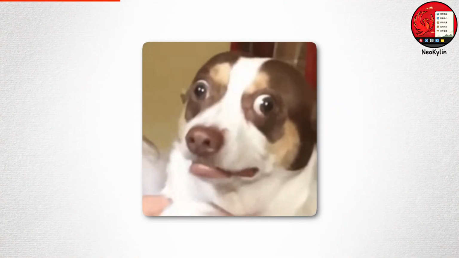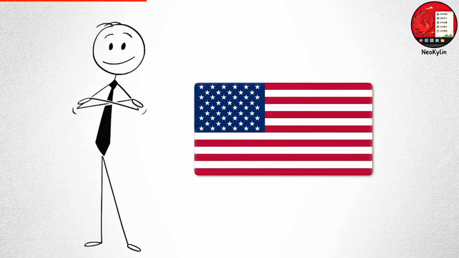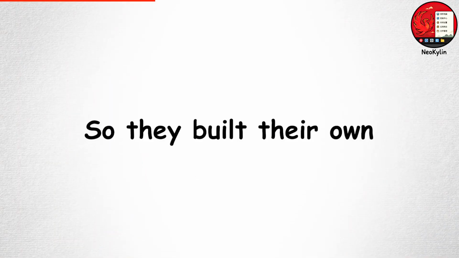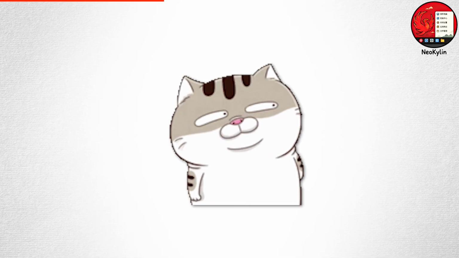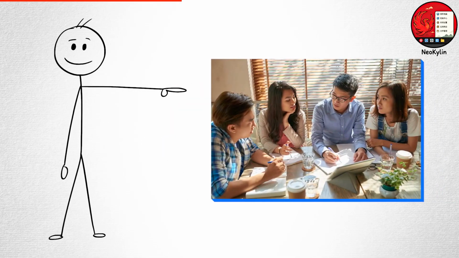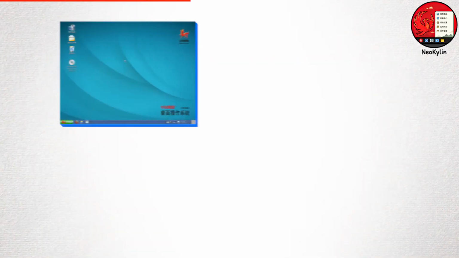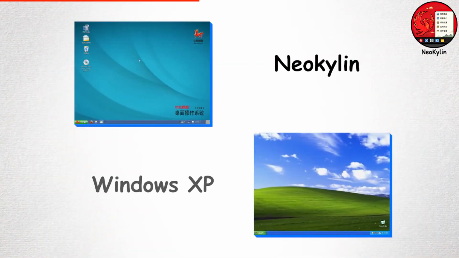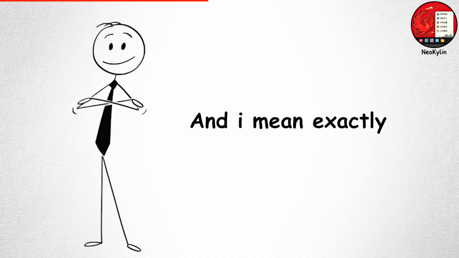And China was already uneasy about relying on American software in the first place, worried that Windows could contain backdoors US intelligence might exploit. So they built their own. But here's the clever, almost sneaky part. Instead of designing something new and forcing millions of workers to relearn everything, they made NeoKylin look exactly like Windows XP. And I mean exactly.